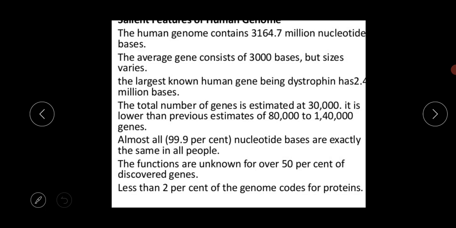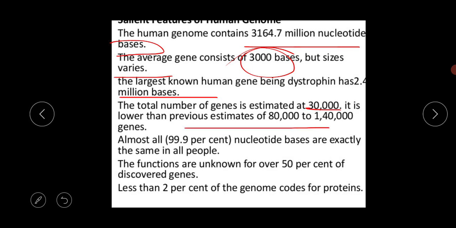The human genome contains approximately 3164.7 million nucleotide bases. Obviously it's an approximate estimation. The average gene consists of 3000 base pairs, but size varies. The largest known human gene, dystrophin, has 2.4 million bases. The total number of genes is estimated at 30,000, lower than previous estimates of 80,000 to 140,000 genes.